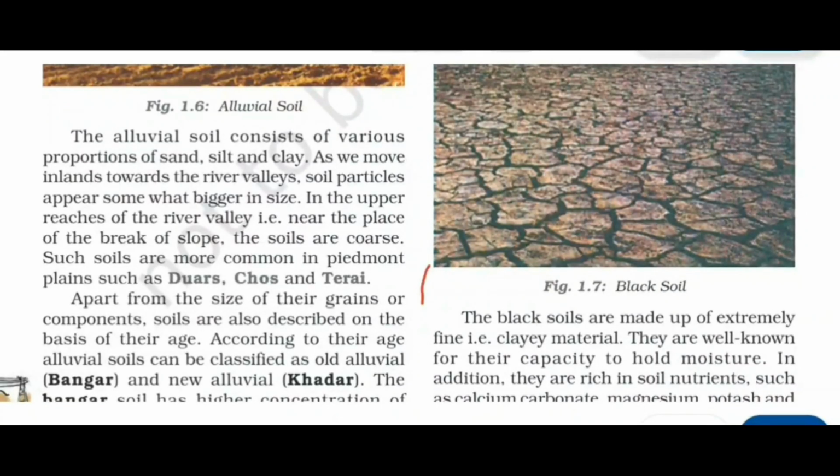The alluvial soil consists of various proportions of sand, silt and clay. So do remember the proportion. What makes alluvial soil? What is the proportion, or what all the other things which are there? Sand is there, silt is there, clay is there. This is known as the physical composition of soil. So we have sand, we have silt, we have clay, which are found in the alluvial soil.